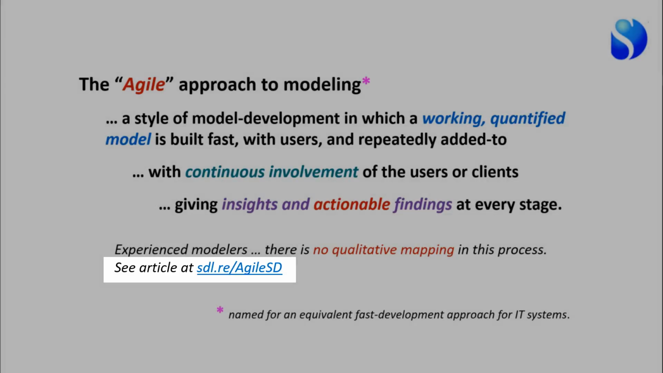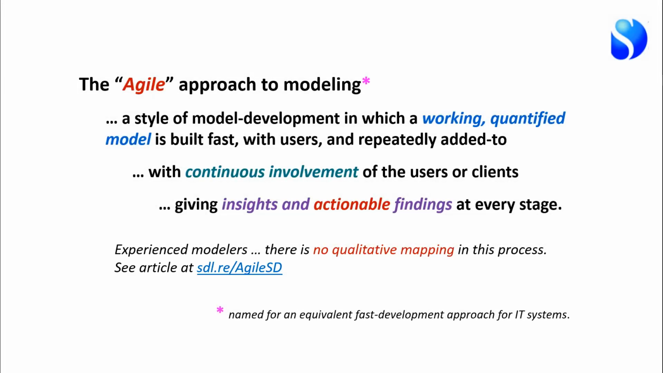In that article, it explains that the approach is named after an equivalent fast development approach that's been used for many years in the IT world to help IT developers build IT system solutions for people, and actually with people, rather faster than traditional planned approaches to IT systems development. So that's where the Agile word came from.